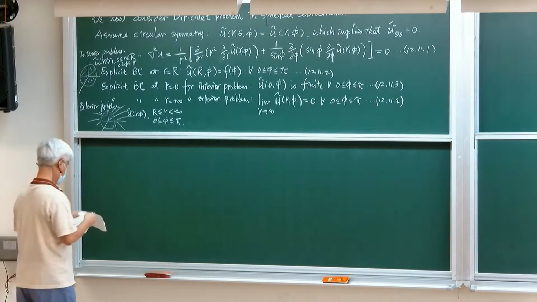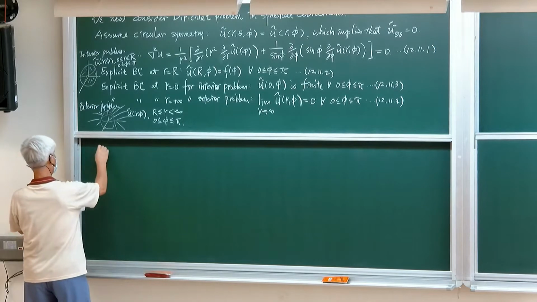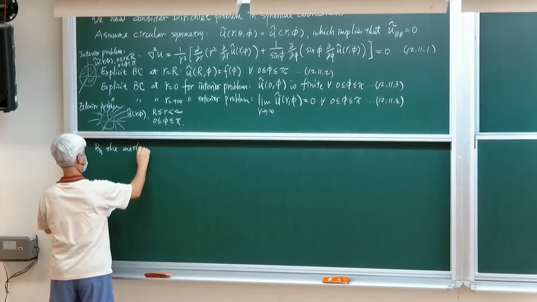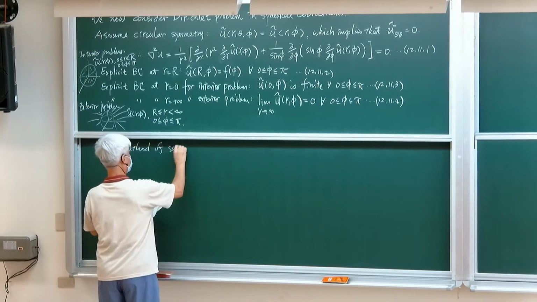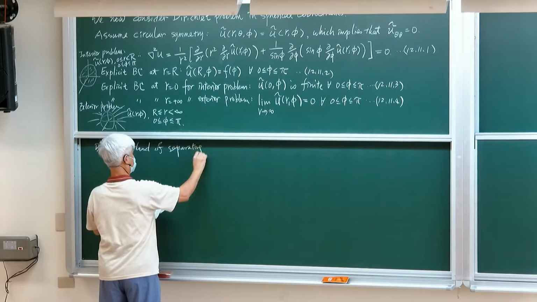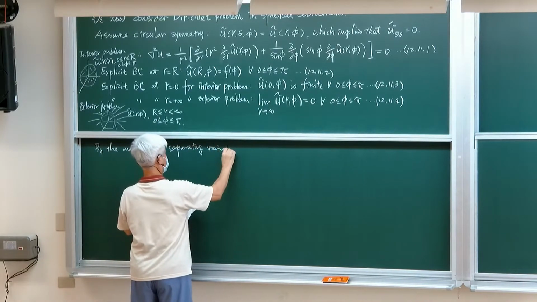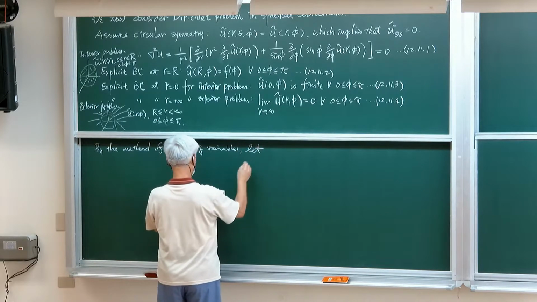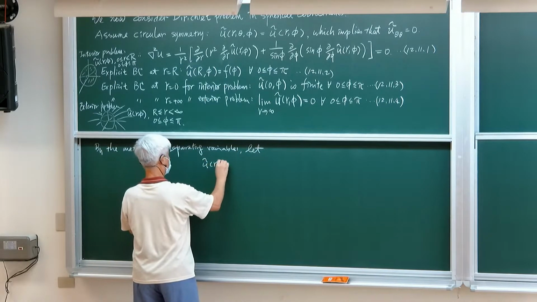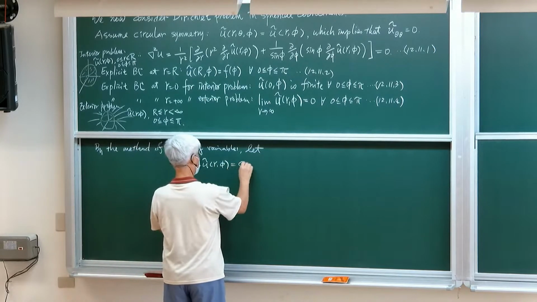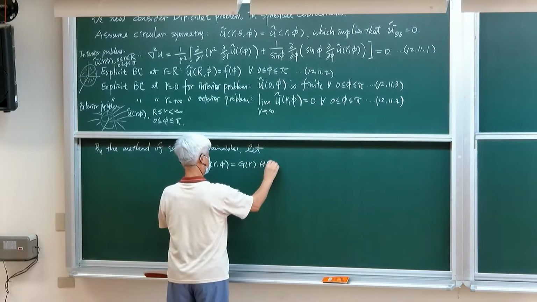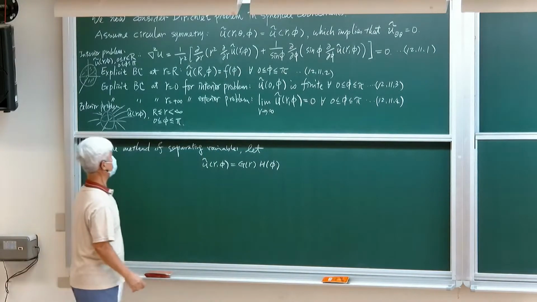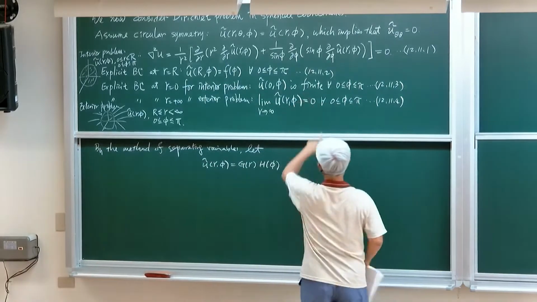Okay, if no questions, now by the method of separating variables, we let U tilde of r and phi be G of r times H of phi.